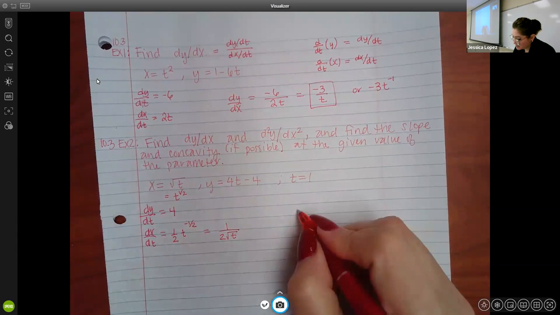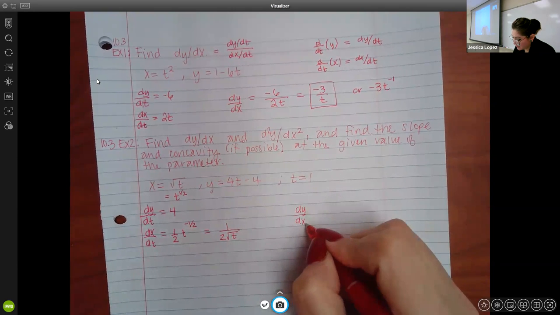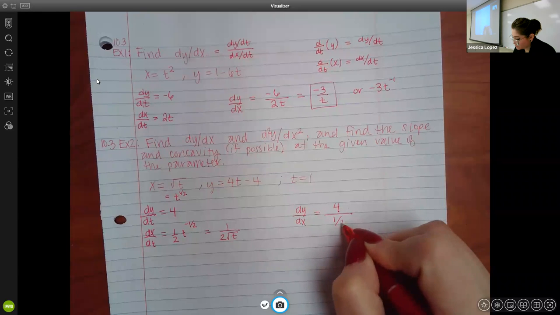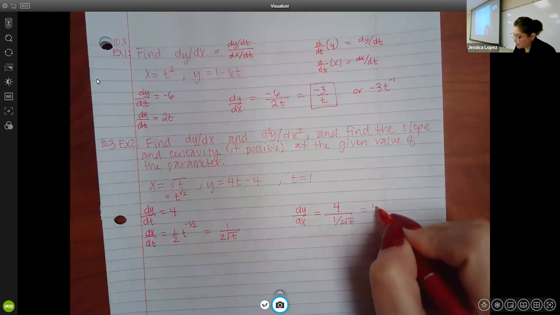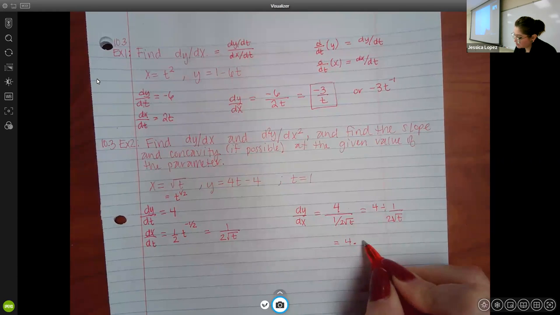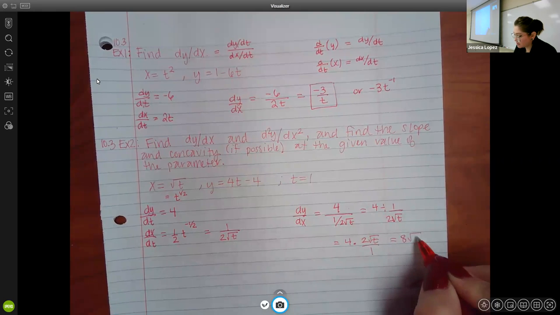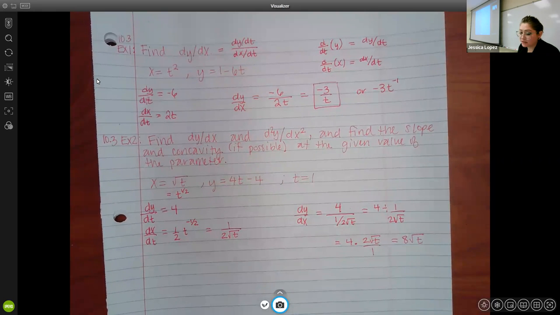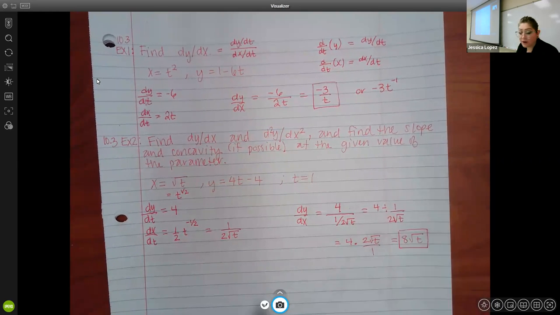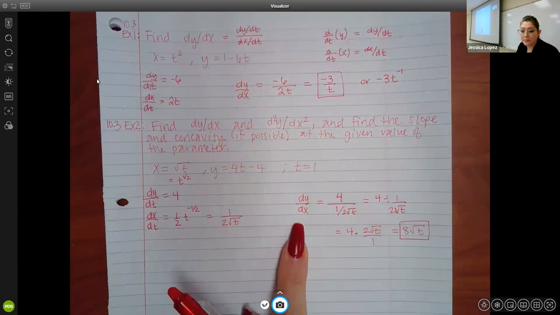And then to find dy/dx, I'm basically doing 4 divided by 1/(2 square root of t), which is the same as 4 times the reciprocal of that fraction. And so I end up with 8 square root of t. This is what you enter in the box for dy/dx.